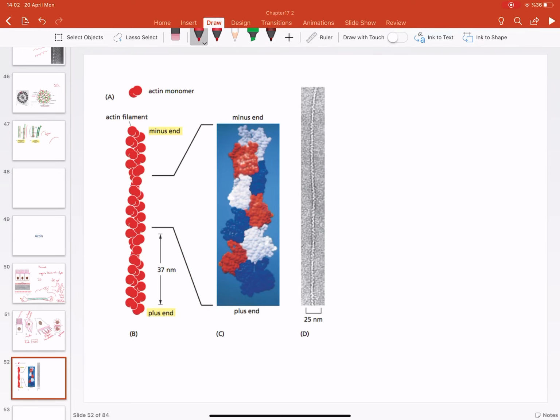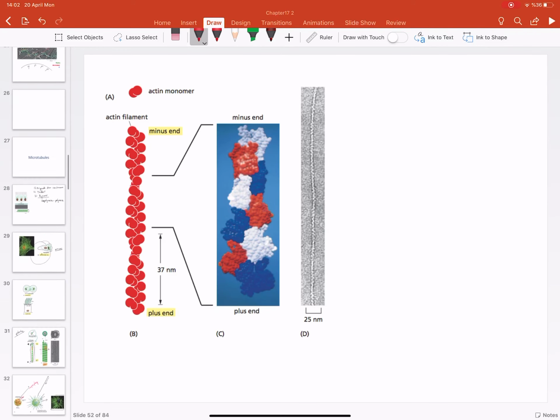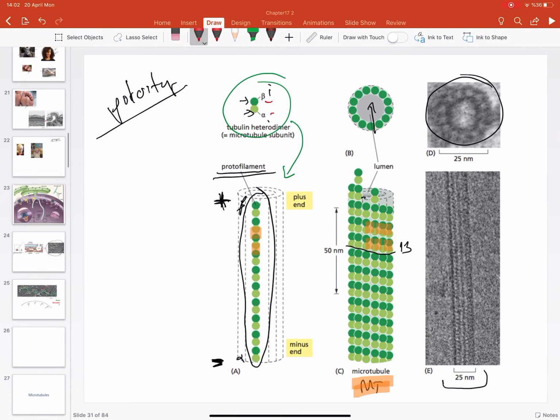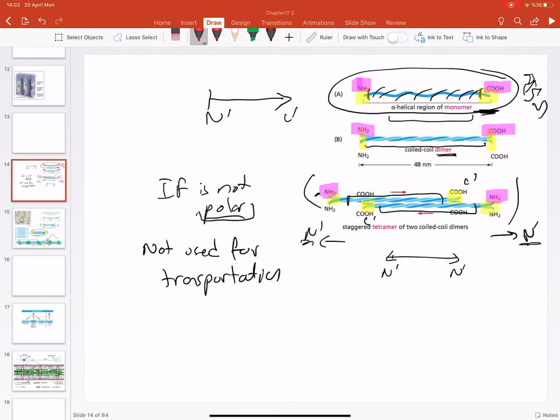Okay, let's check the molecular structure. Actin is also a globular protein, but this time it is not dimer. Remember, for the microtubule, it was a dimeric protein made of alpha and beta subunit. And think about the intermediate filament. It's actually made of tetramer. The smallest subunit is this tetramer.